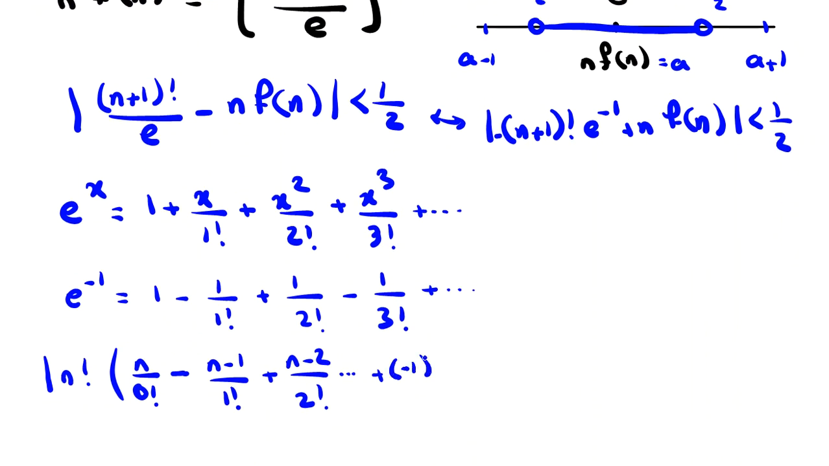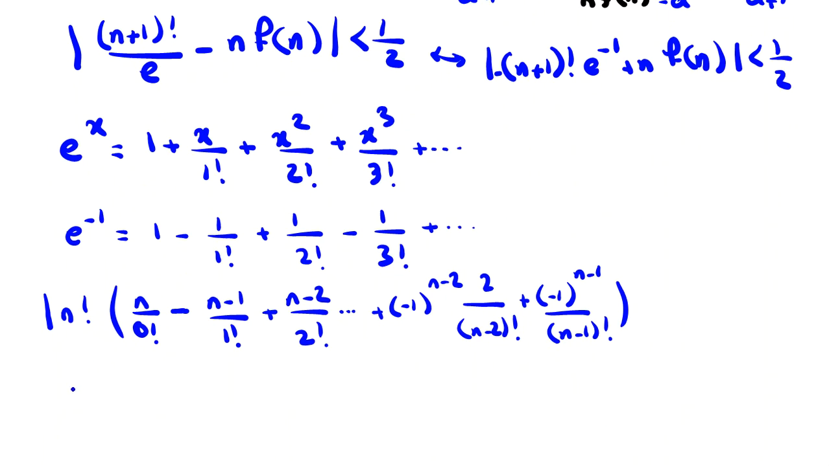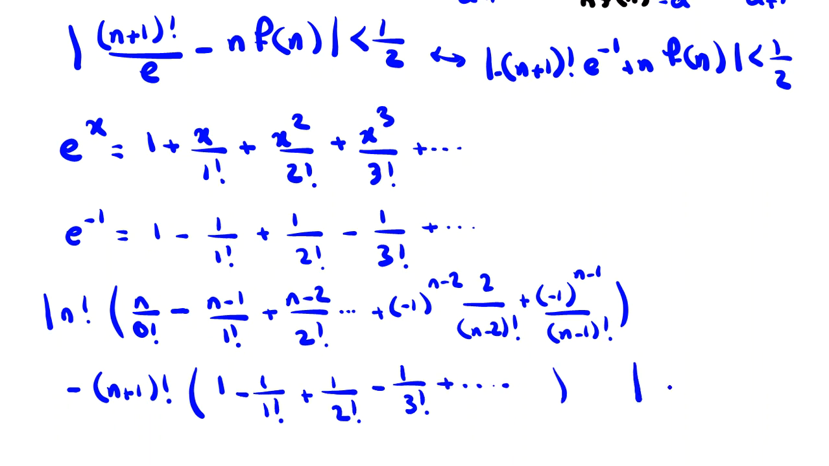And I can say, okay, negative 1 to the power of n minus 2, over (n minus 2) factorial, or 2, plus negative 1 to the power of n minus 1 times 1 over (n minus 1) factorial. And it is n f of n minus (n plus 1) factorial, if I write in the second line, times what? 1 and e negative 1, minus 1 minus 1 factorial plus 1 over 2 factorial, minus 1 over 3 factorial, and so on. And we should prove why it is less than 1 over 2.